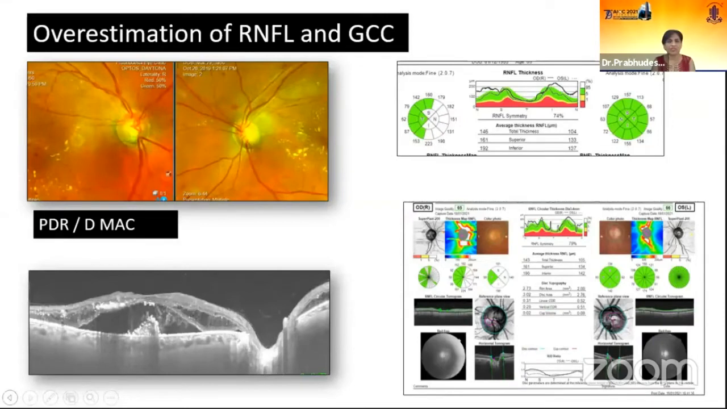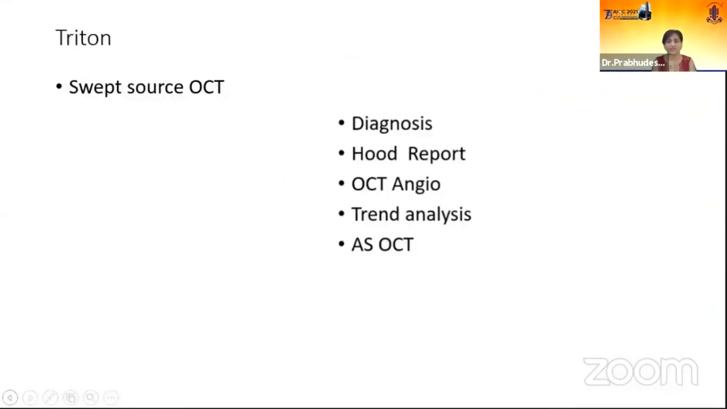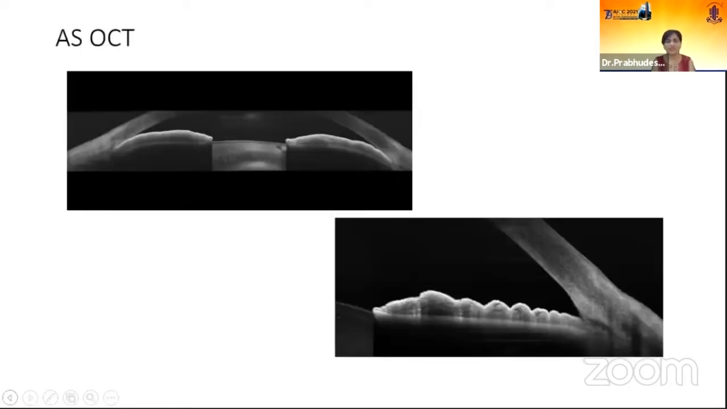So coming to its uses, we can use this for diagnosis, Hood report, OCT angio, trend analysis also, and ASOCT is also available with this. With ASOCT, we can diagnose narrow angle and open angle.